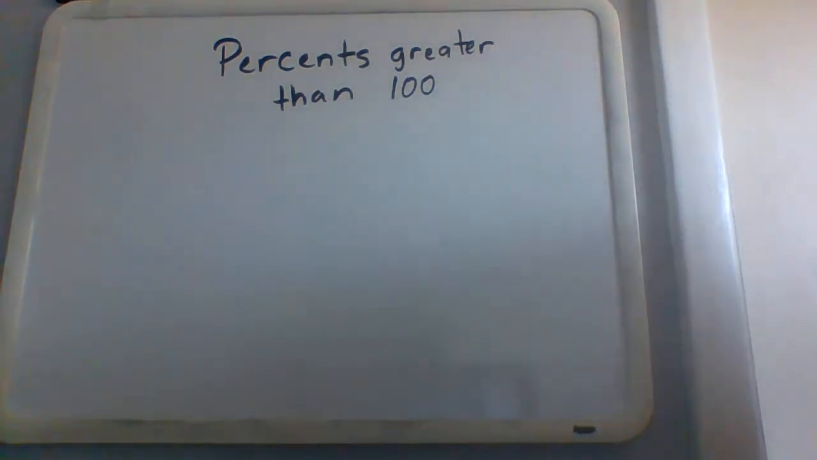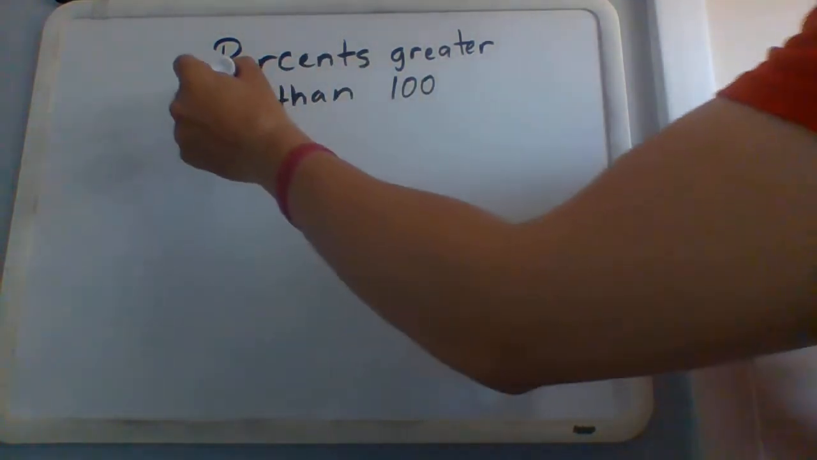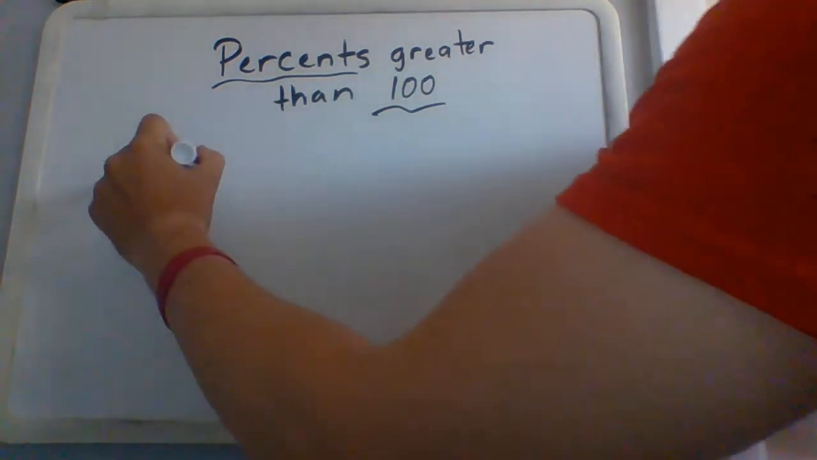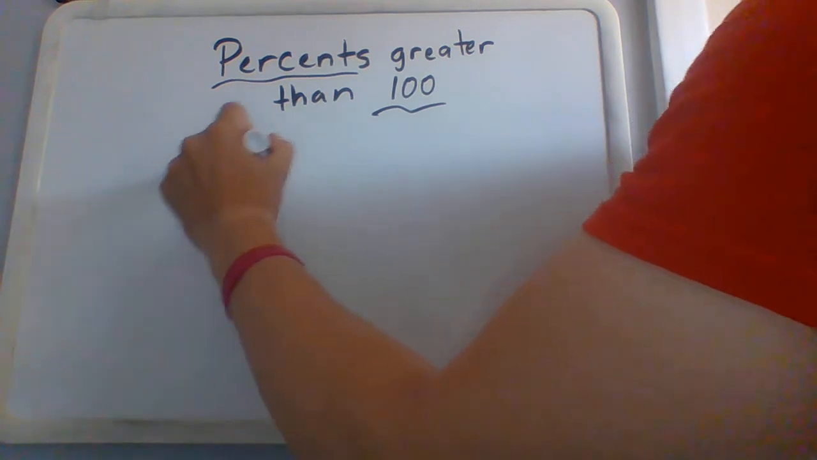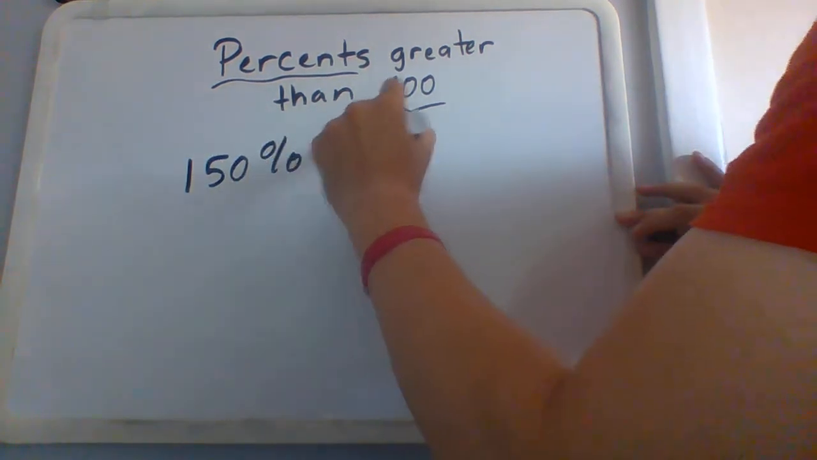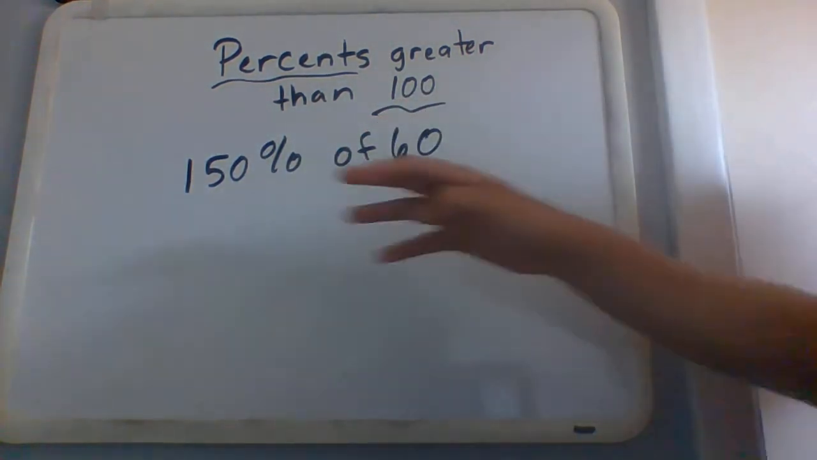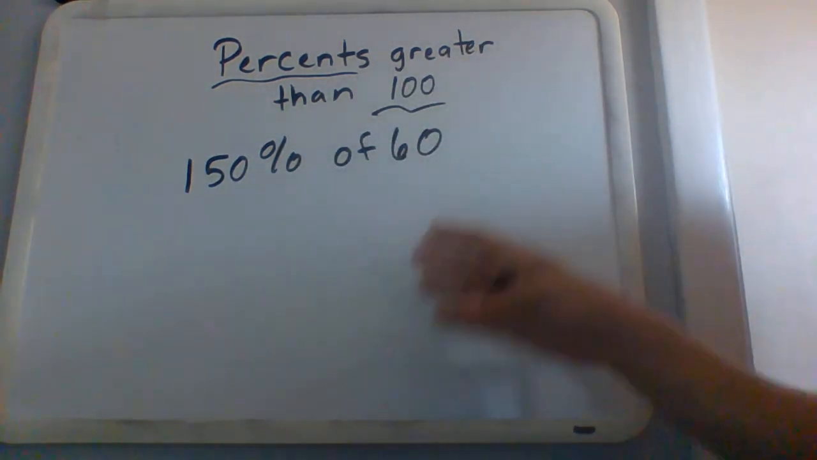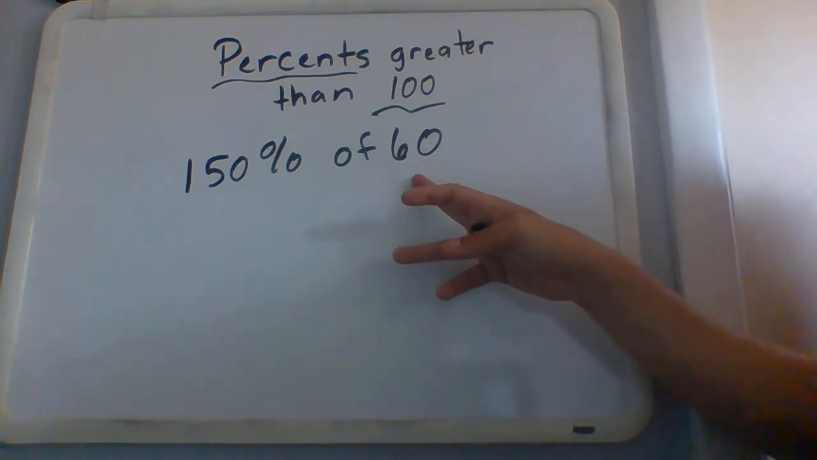Okay, we're going to look at how to solve percents when they are greater than 100. So for instance, if I have an equation that says 150% of 60. Now, because your percentage is over 100, that means the number that you come to, your answer, is going to be greater than 60.